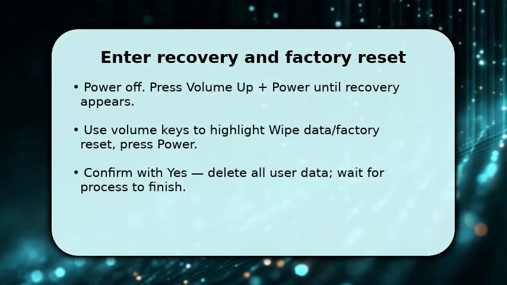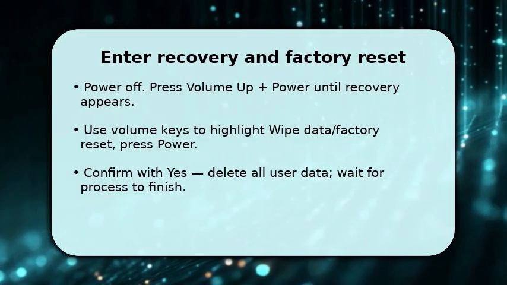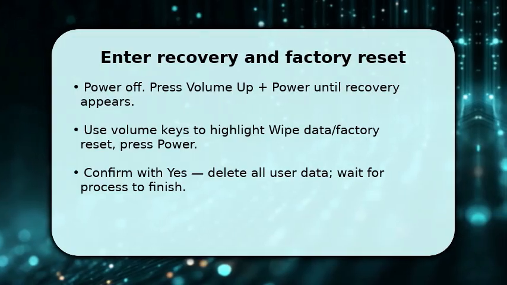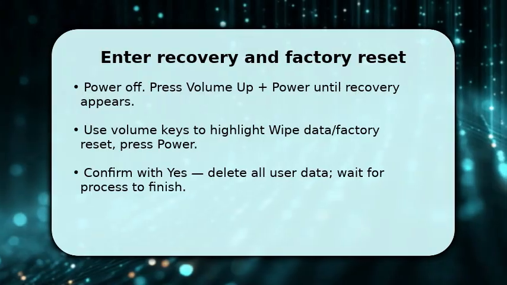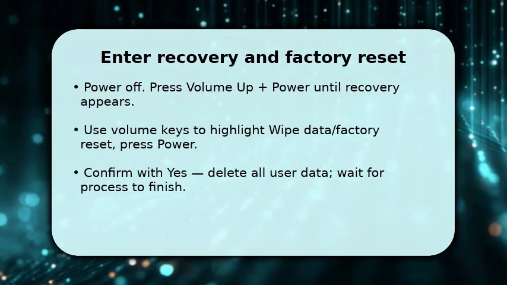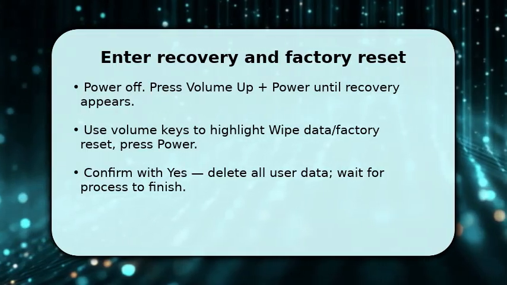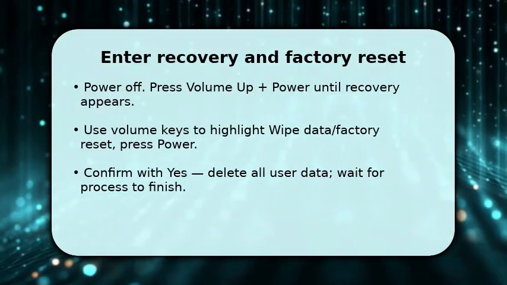Next, you enter the recovery menu to perform a full factory reset. Power the phone off completely, then hold volume up plus power until the Huawei logo and recovery menu appear. Use the volume buttons to navigate to wipe data/factory reset and press power to select. This erases user data and settings. Confirm the operation when prompted. The device will perform the wipe and then show Reboot System Now.